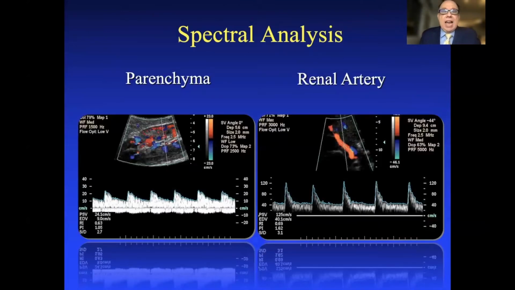The spectral analysis allows us to get two different kinds of waves. One wave inside the parenchyma, where you can see how the spectral window is filled by the signal. And here in the renal artery, the spectral window is empty. This is the normal finding of the two different vessels inside the parenchyma and the renal artery.